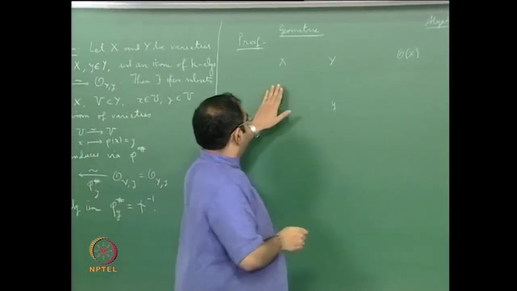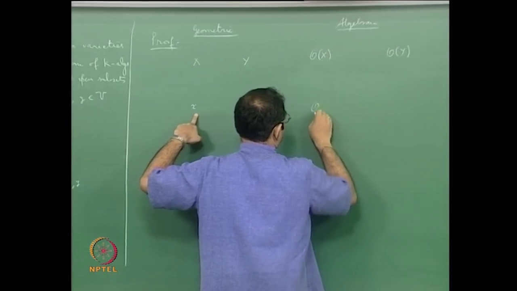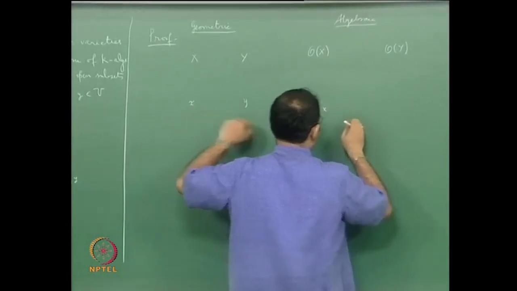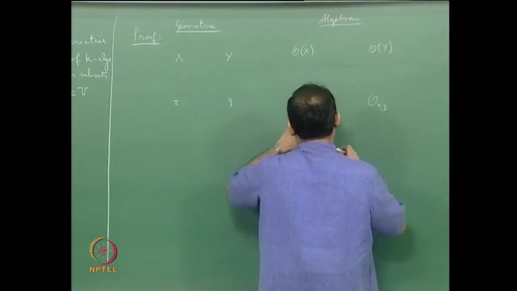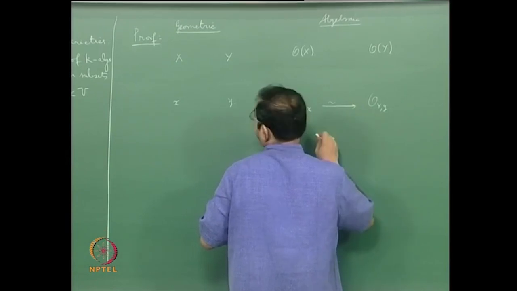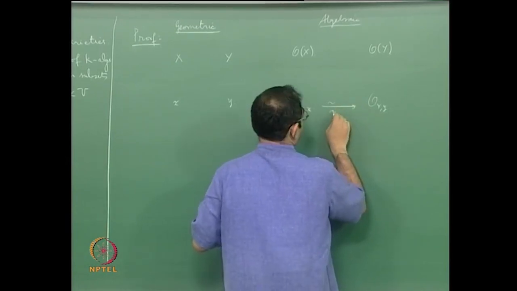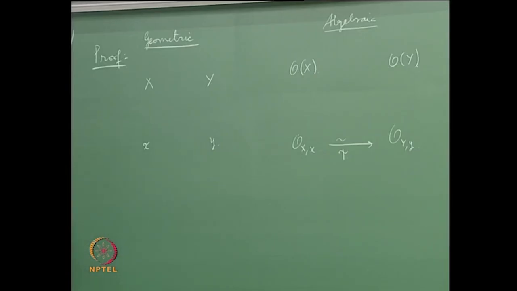So then I have, corresponding to this point x, the local ring O_{X,x}, and here I have O_{Y,y}, and then I have this isomorphism which is given to me, psi. It's a k-algebra isomorphism. This is what I have.